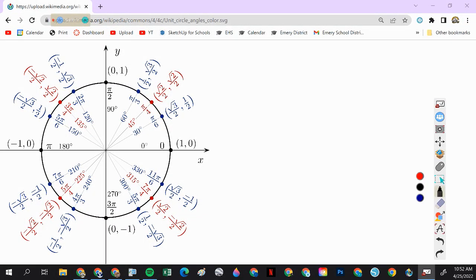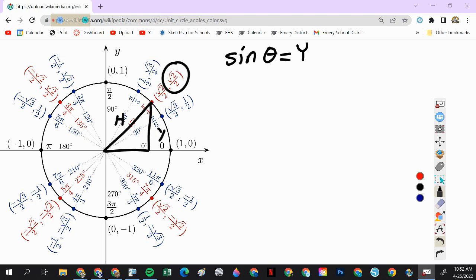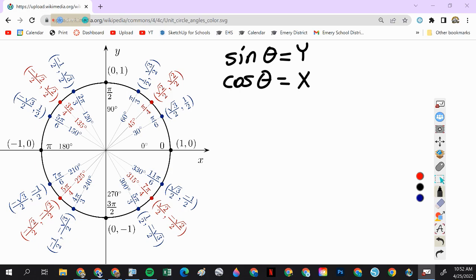We are moving on to 8.3. Here's the unit circle. We found out that the sine of theta is found by simply looking at the y value in the unit circle. The reason that's the case, if I draw a right triangle at 45 degrees, sine is opposite over hypotenuse, but in the unit circle, the hypotenuse is 1, so y divided by 1 is just y, so it is the y value. Cosine of theta is the x value.